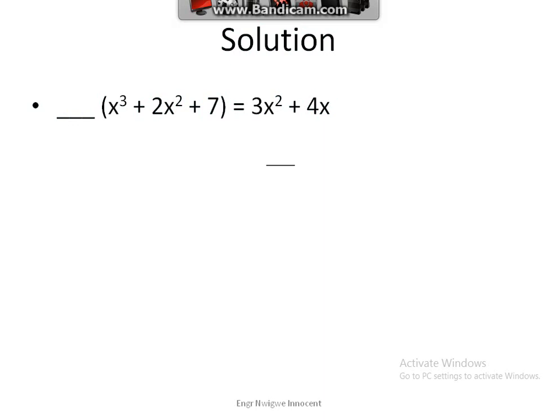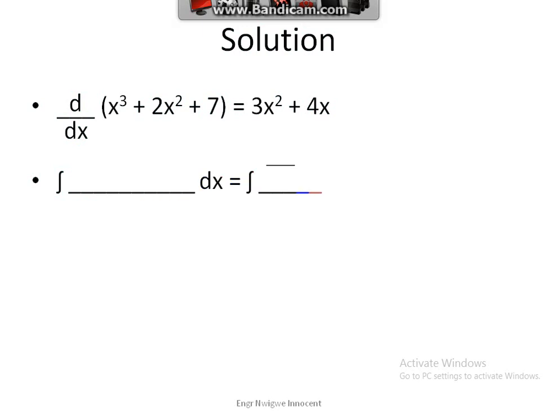Example 7. Evaluate the integral of 3x squared plus 4x all over x cubed plus 2x squared plus 7 dx. Solution. The differentiation of x raised to the power 3 plus 2x squared plus 7 over dx is equal to 3x squared plus 4x.